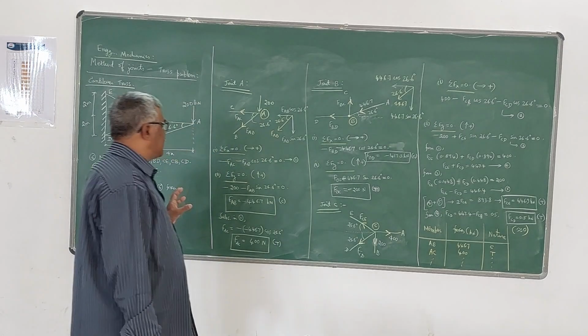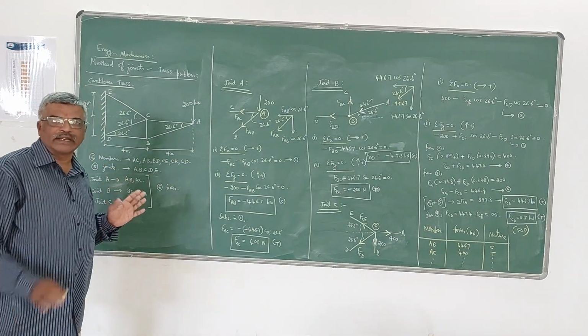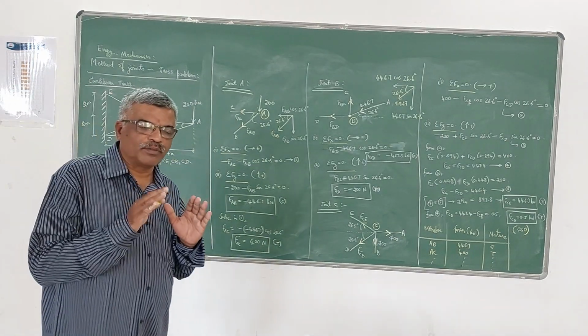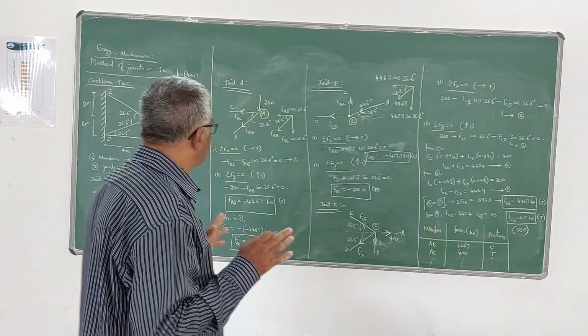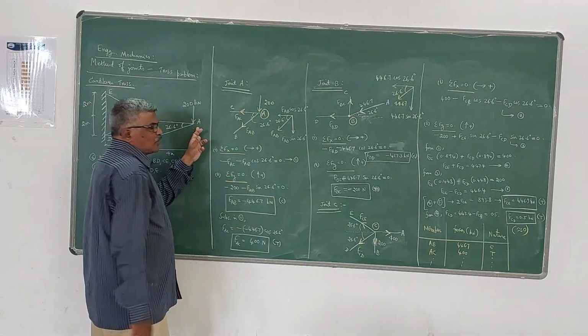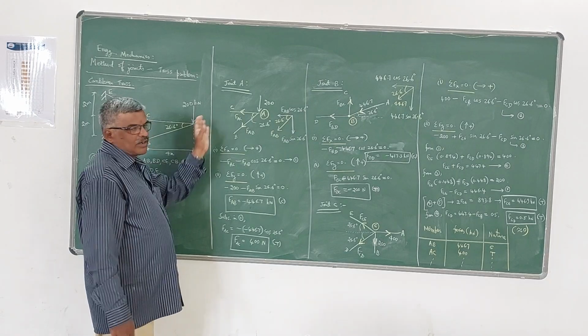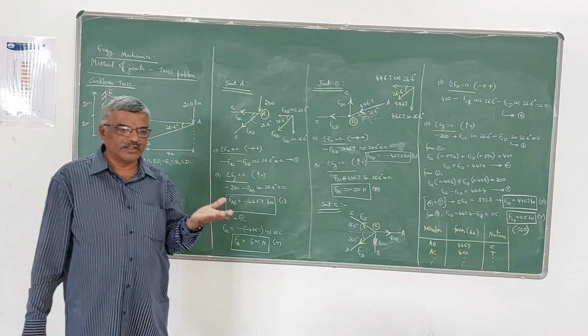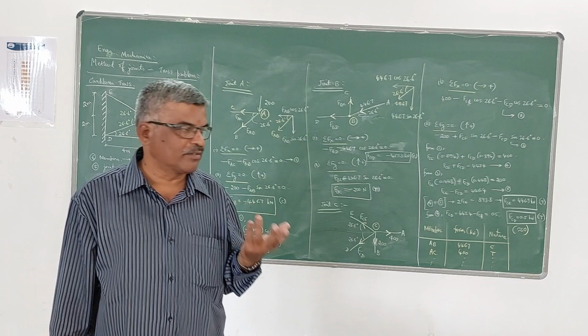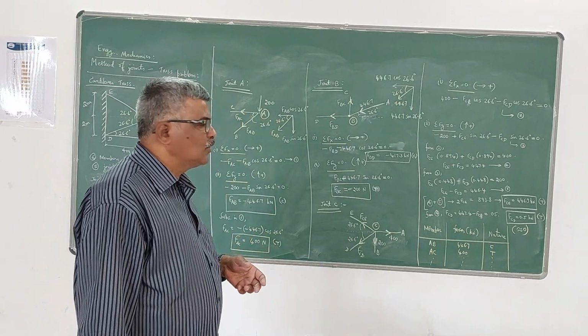So in the case of a cantilever truss, you need not find the reactions. You can start from the free end. The free end is this end A. So you can start from the free end using the method of joints, apply the 2 equations of equilibrium, and get the unknown forces.